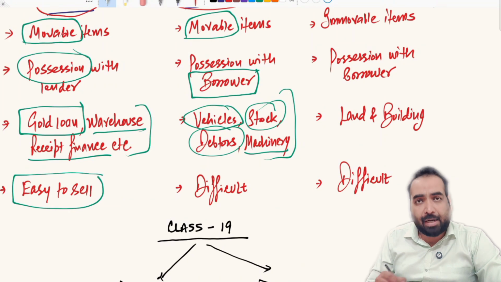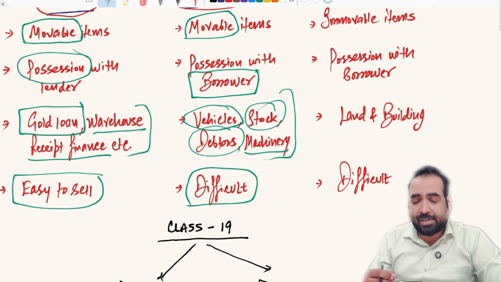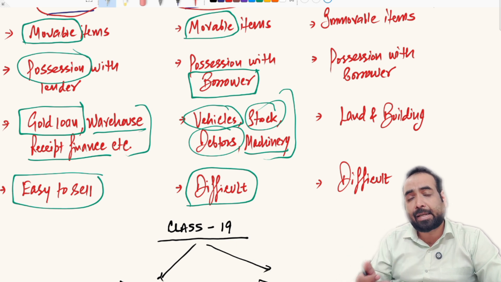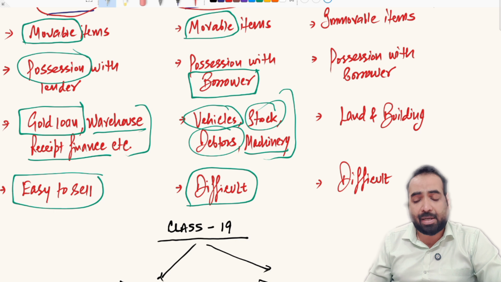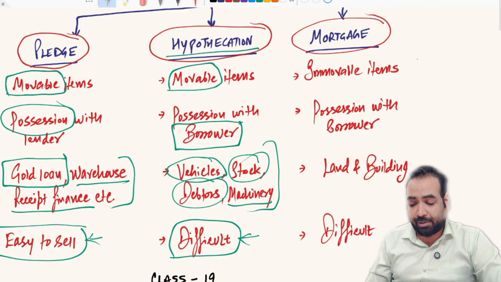The disadvantage of this method is that these assets are comparatively difficult to sell, because you first have to take possession of these assets from the borrower through court, through law. When you take the possession, then you have to complete certain legal formalities to sell the asset in the market. So recovery is comparatively more difficult in hypothecation than in the pledge system.